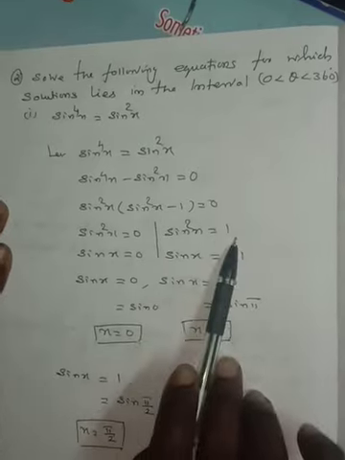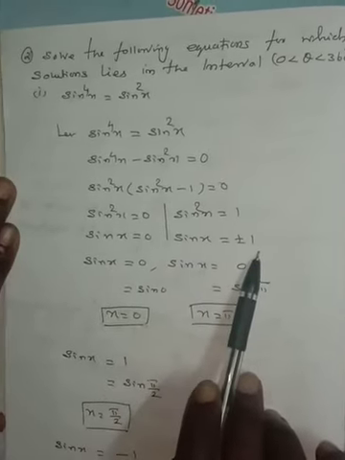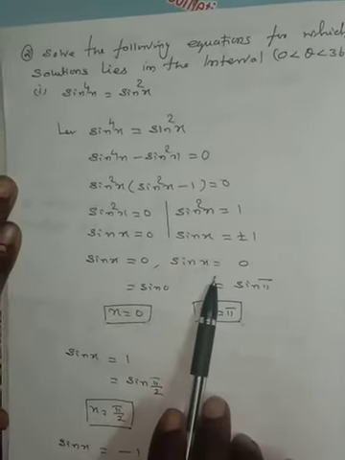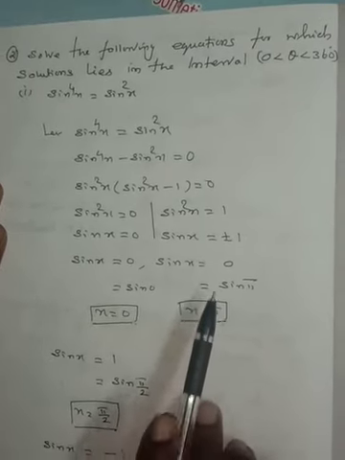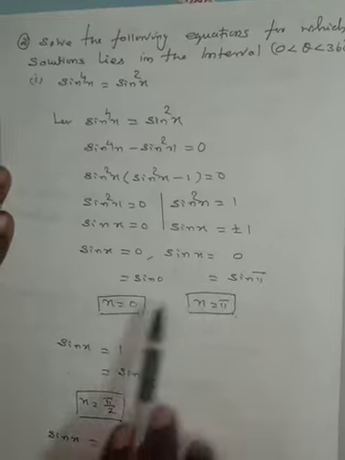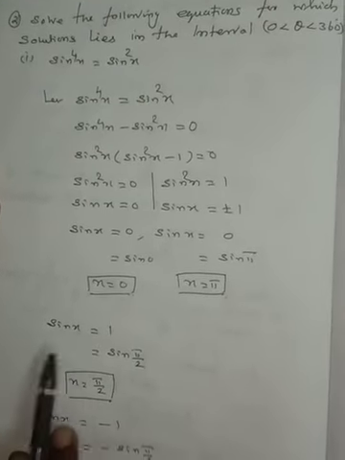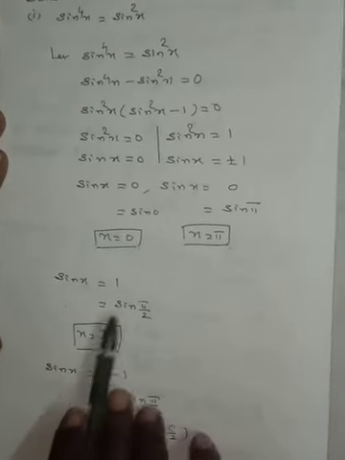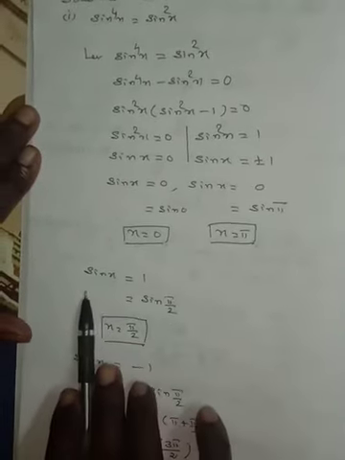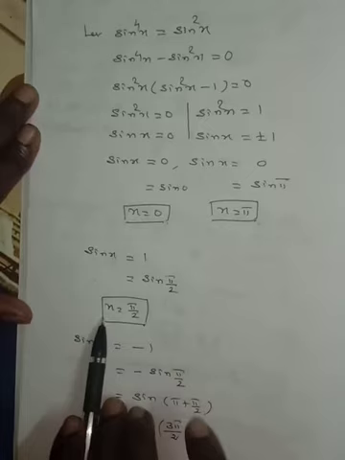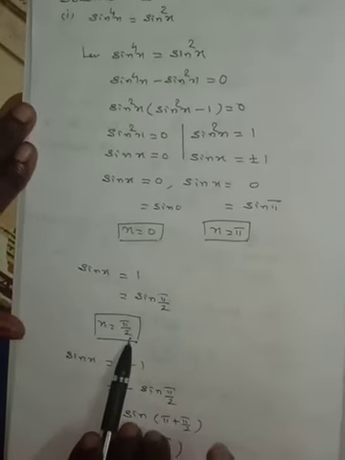Sin square x is equal to 1, sin x is equal to plus or minus 1. Sin x is equal to minus 1, and sin x is equal to plus 1 at pi by 2. So, take the next case. Sin x is equal to 1. 1 means sin pi by 2 in terms of sine. So, taking sin inverse on both sides, we get x is equal to pi by 2.